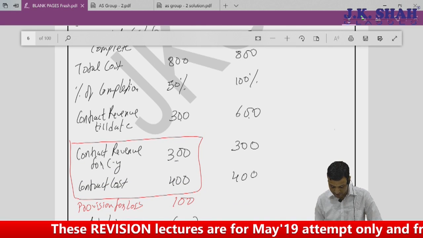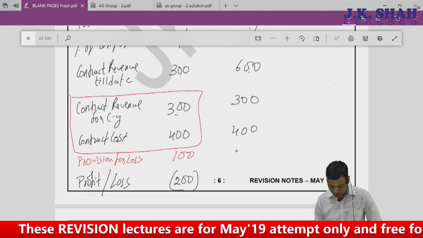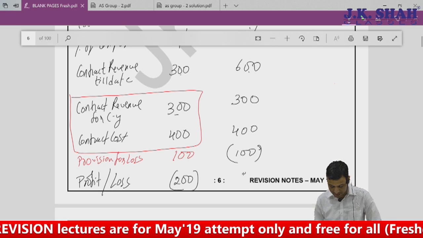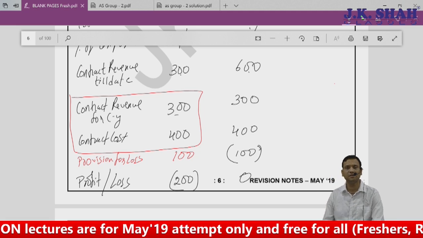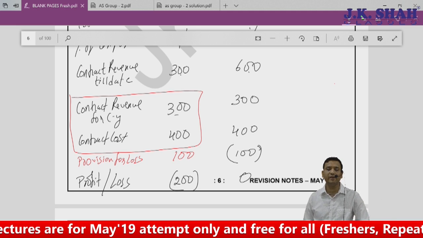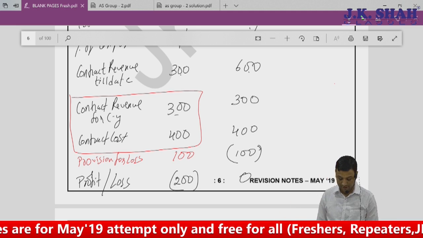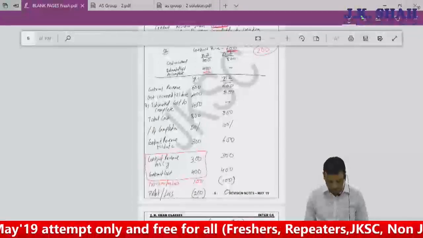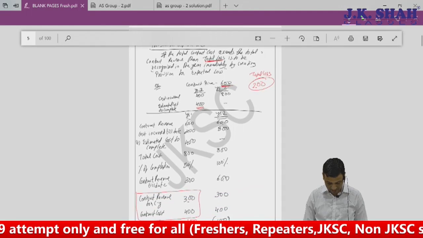Don't worry, this provision for loss will be reversed. So 100 is reversed. So what I'm going to get is 0. No loss will be recognized in the subsequent year because we have already recognized the loss in the current year. This is what it is all about, your provision for expected loss.